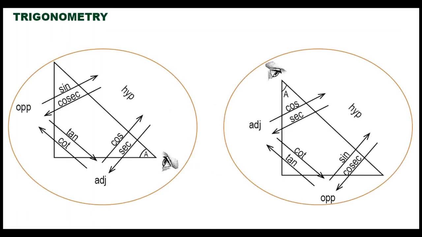Now in these 2 pictures, you can see there are 2 angles of view. So as the angle of view changes, the sine and cosec positions get changed. Similarly the cos and sec, also tan and cot.